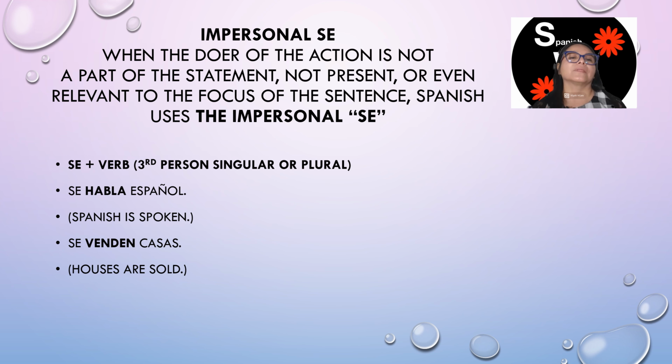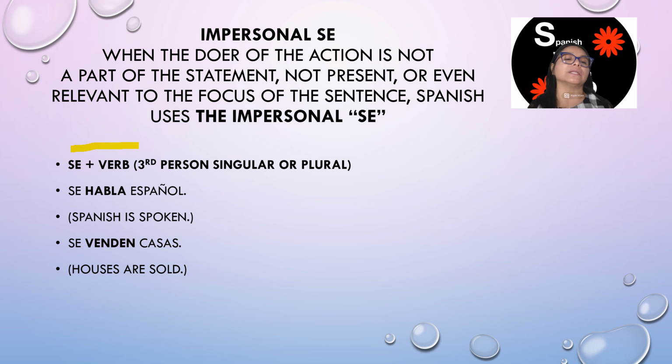Impersonal se. When the doer of the action is not a part of the statement, not present, or even relevant to the focus of the sentence, Spanish uses the impersonal se. And I'm giving you some examples. So you use se plus the verb in the third person singular or plural. Se habla español. Spanish is spoken here. You might have seen a lot of these signs in a lot of establishments. They're just telling you Spanish is spoken there. They don't tell you who, but they're just telling you that's available in there, that you can communicate with somebody in español.